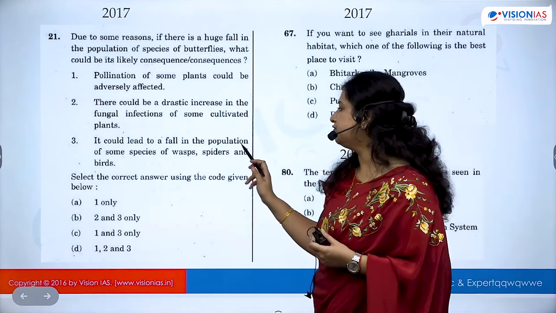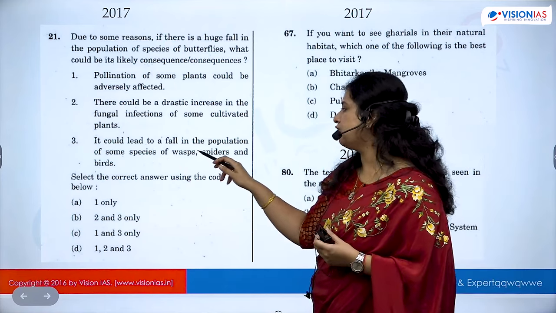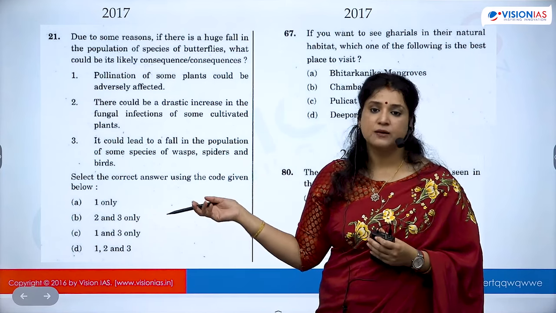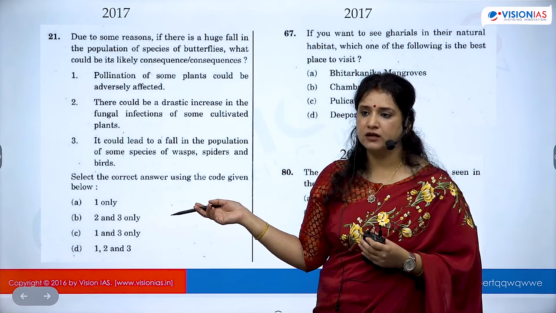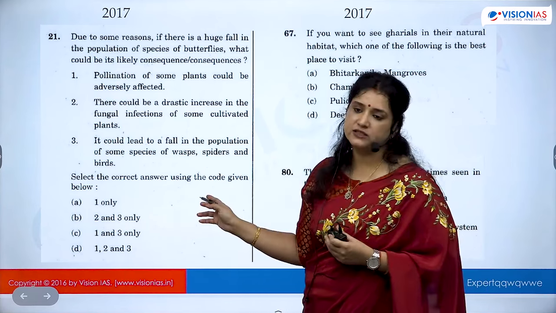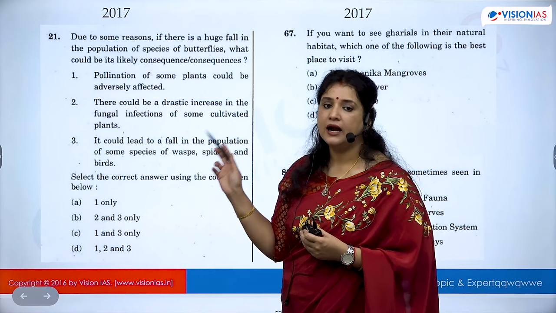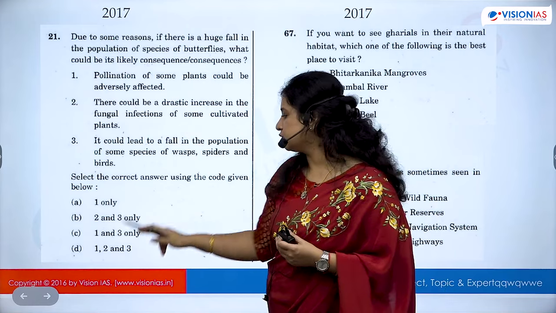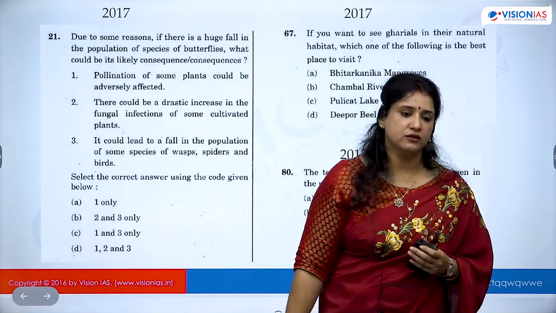It could lead to a fall in the population of some species of wasps, spiders and birds. Is this correct? Because the food chain will be impacted. So some of these feed on butterflies, and if the butterflies are gone, these will eventually be impacted. And fungus of plants has no direct relationship with butterflies. So the answer is C, 1 and 3 only.